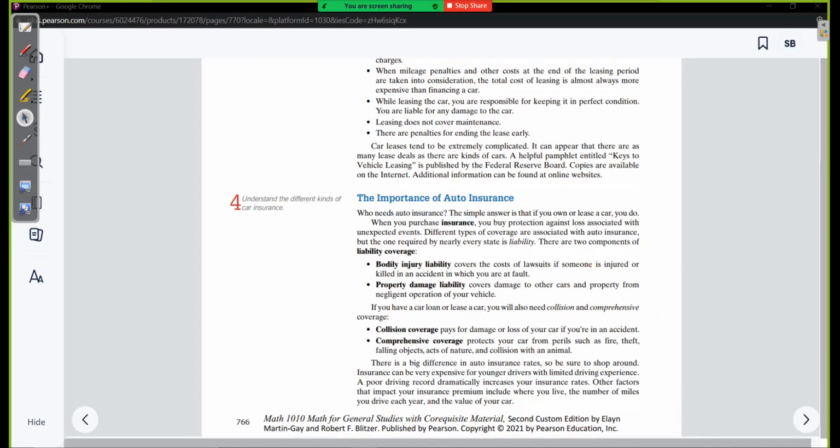Auto insurance, of course, everybody knows about auto insurance. Well, if you don't, you should. Actually, I take that for granted. Many of you are probably young and don't really have an idea of auto insurance.